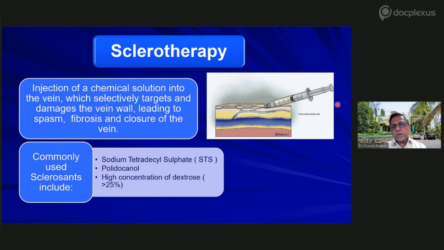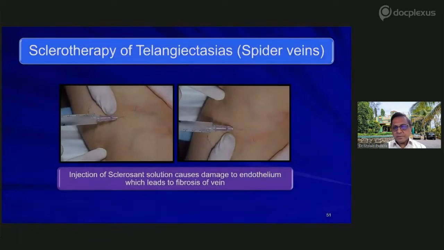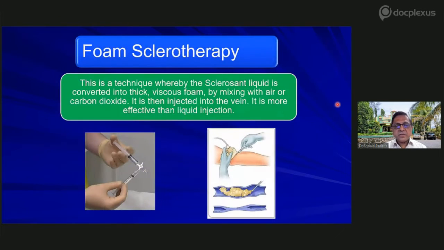And we use two chemicals, sodium tetradecyl sulfate or polidocanol. In South America, they also use a high concentration of dextrose, but that can be very, very painful. So how can this be done? There are two types. You can use the liquid sclerosing solution, and these are usually injected with very, very tiny needles, about 30 to 33 gauge, into the spider veins, and they can give excellent results.